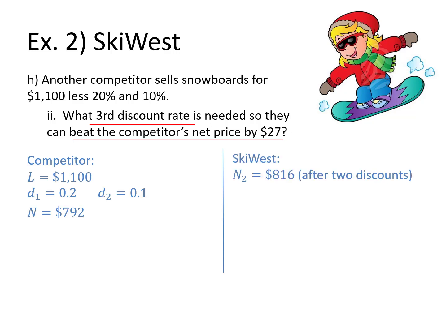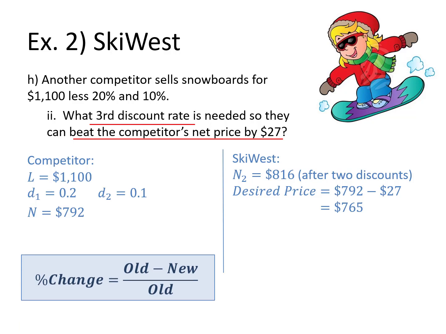We established in the previous part that the competitor's net price is $792. Ski West's net price before the third discount is $816. Now we want the desired price to not just be $792 as it was before, but we want it to be $27 lower. So that's going to bring us to a desired price of $765, not $792. This is going to be lower than the competitor's price so that they can beat them.